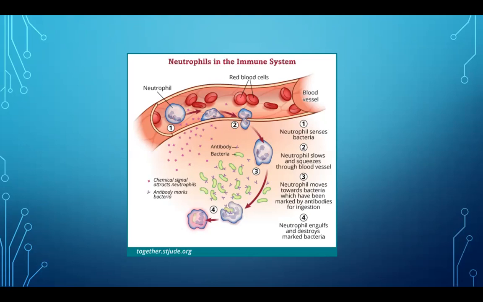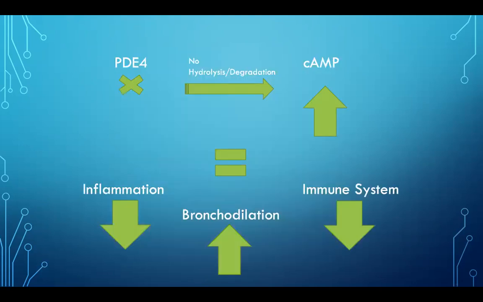In summation, piclamilast acts as a PDE4 inhibitor. The inhibition of PDE4 prevents PDE4 degradation of cAMP, resulting in increased cAMP levels. And when cAMP levels in the body are high, it suppresses the immune response, resulting in decreased inflammation, increased bronchodilation, as well as increased immunosuppression.